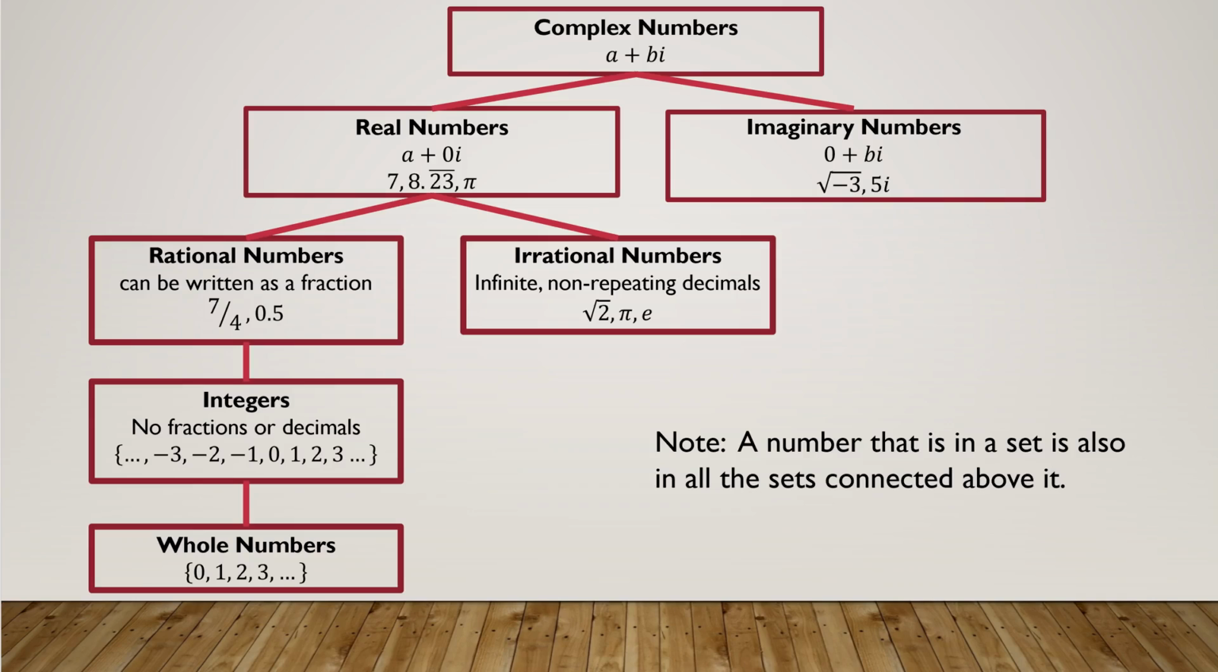Before I start going through them, I do want to point out this note here on the side. If I point out a number is in one of the sets, like say the number 2 is a whole number, you'll notice that it is also in all of the sets connected above it. So 2 is also an integer, 2 is also a rational number, 2 is also a real number. It is not an irrational number, so don't go to the side. And it is also a complex number. So do keep this in mind whenever we refer to a number like 2.